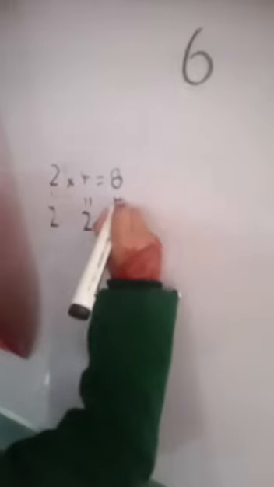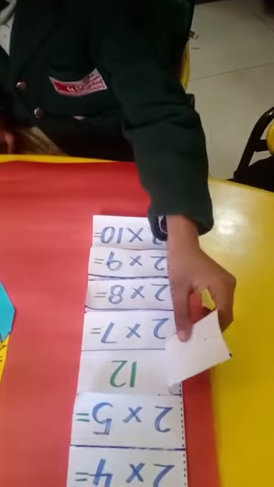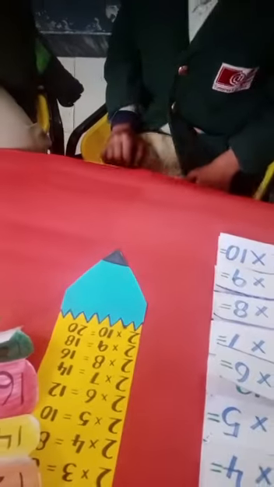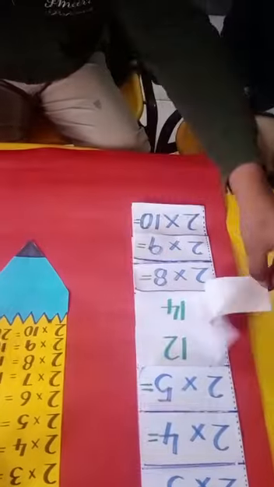Now put here, 2 sixes are? 12. 2 sevens are? 14. Very good. Yes. And then again 2 added. Tell me, 2 sixes are? 12. Very good. Okay, Musa, 2 sevens are? 14.